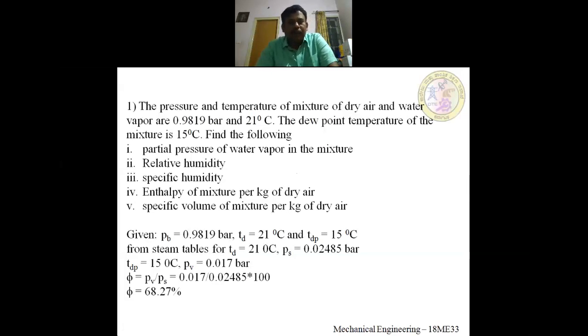The pressure and temperature of a mixture of dry air and water vapor are 0.9819 bar and 21 degrees Celsius. The dew point temperature of the mixture is 15 degrees Celsius. Find the following: partial pressure of water vapor, relative humidity, specific humidity, enthalpy, specific volume.